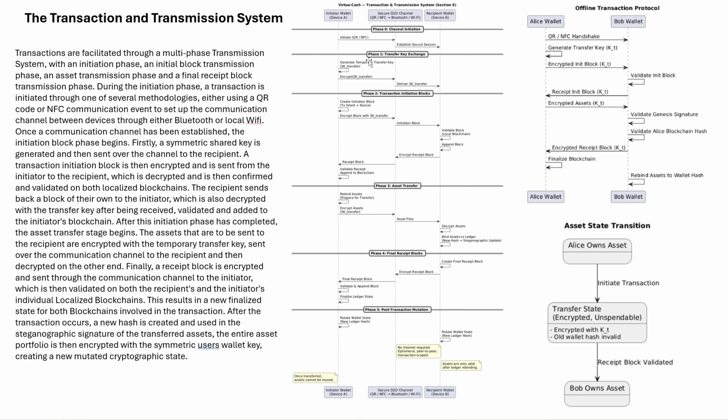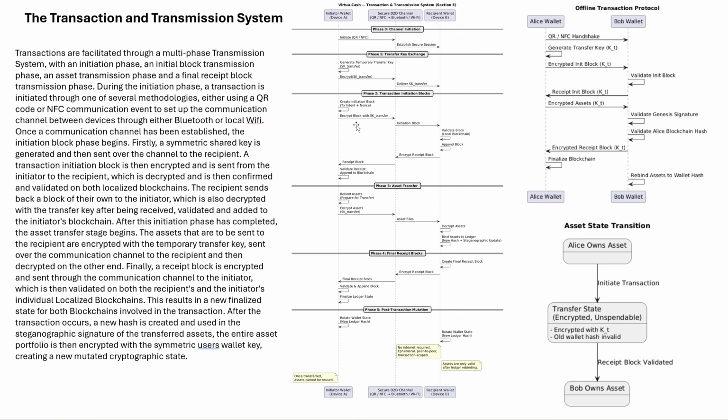Once that happens, we have phase 1, which is the key exchange. So we generate this temporary transfer key, the ephemeral key, and then we send this key over to the recipient. Whoever initiated it creates the key and sends it to the recipient. The recipient now has this ephemeral key, and this key is being used for encrypting traffic through that temporary Bluetooth or Wi-Fi channel.